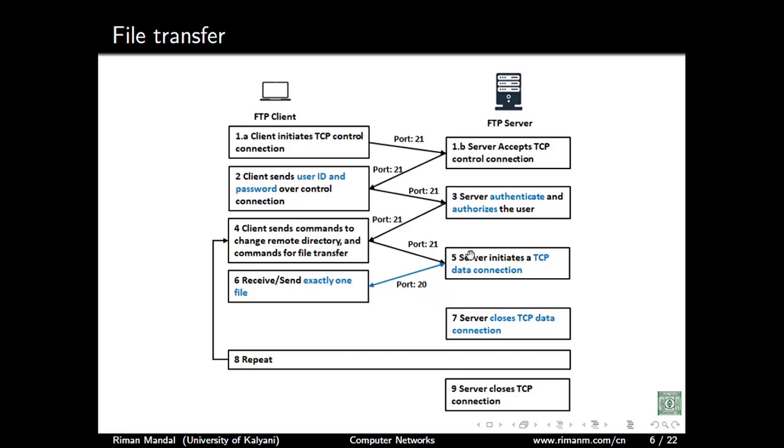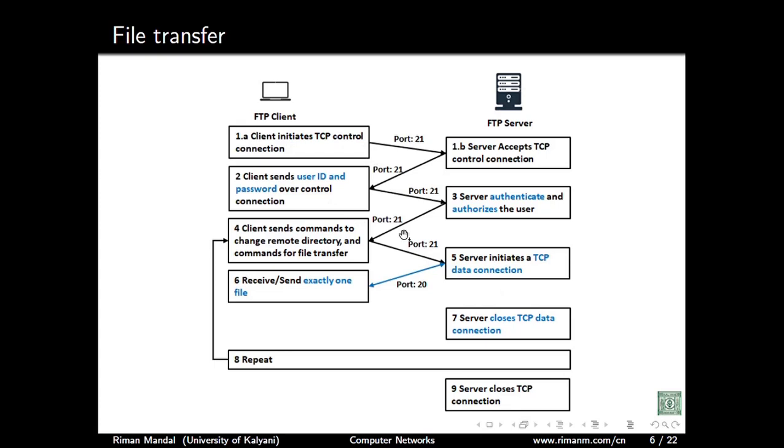After sending or receiving exactly one file, the TCP data connection will be closed. So the server will close the TCP data connection, not the TCP control connection. This particular thing will be repeated for all the files individually. That means we can say that the TCP data connection is non-persistent, whereas the TCP control connection is persistent. That means it will remain throughout the session.